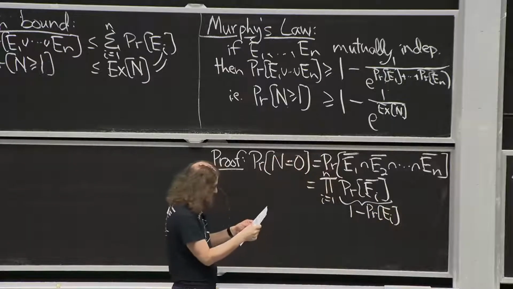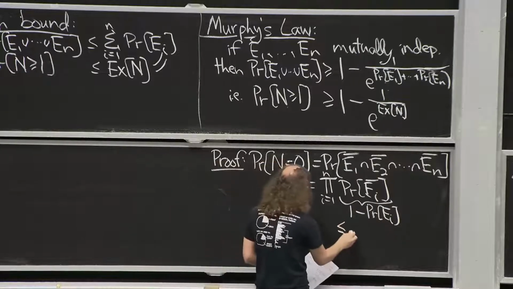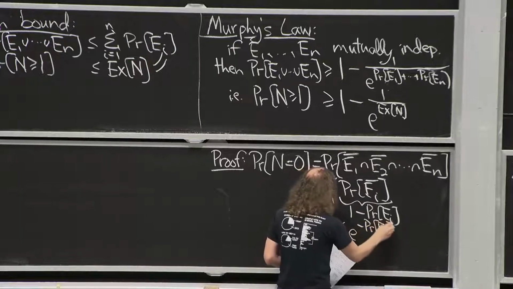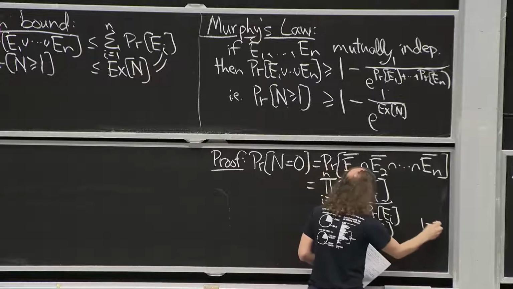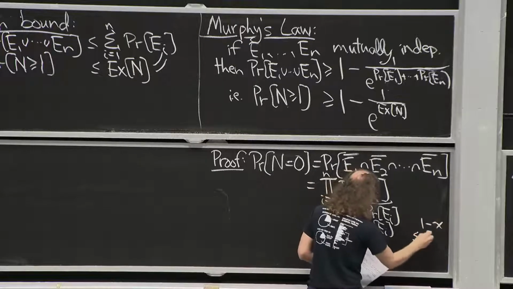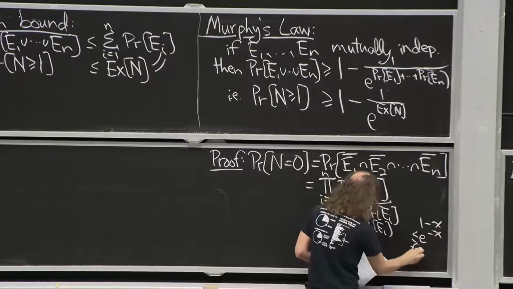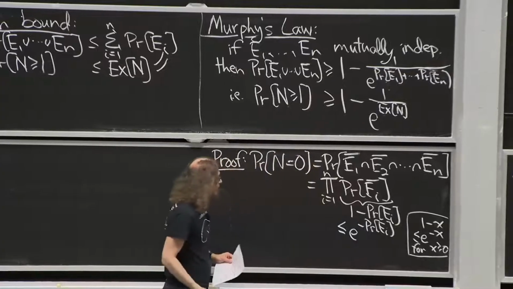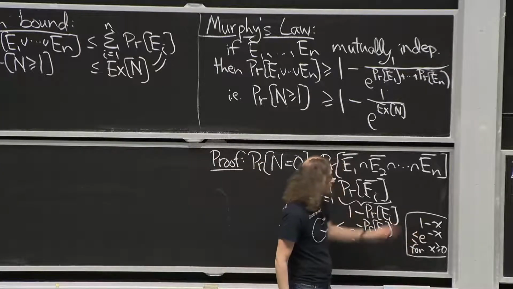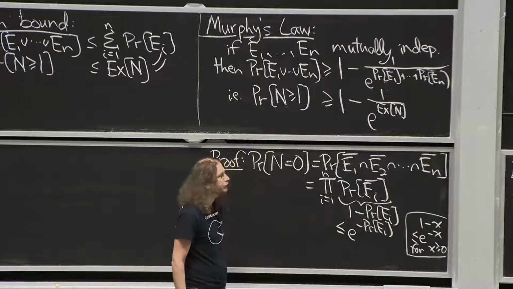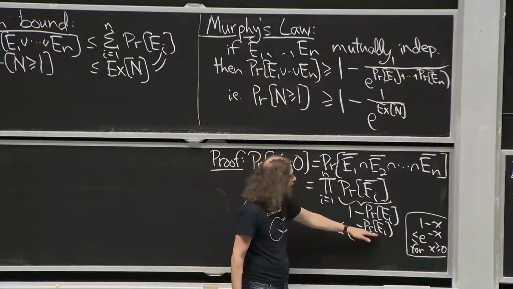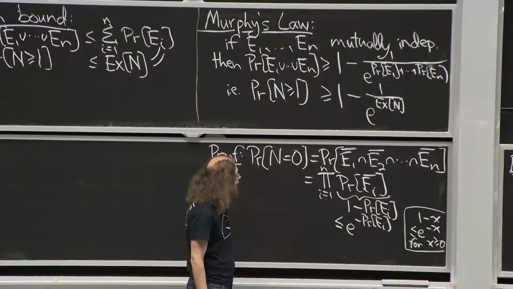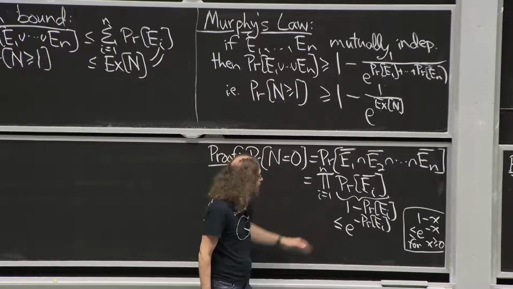And now we're going to use this fun fact, which is this is at most e to the minus probability of EI, by this fact that 1 minus x is less than or equal to e to the minus x for x non-negative. We've used this a few lectures ago, I think. This was the Taylor series expansion of e to the minus x. You take the first two terms. It's a very good approximation when x is small, which is kind of an interesting case. We're thinking of these probabilities individually as being small, but there might be lots of events. Then this will be a good approximation. But it's always true that it's less than or equal to in all cases.